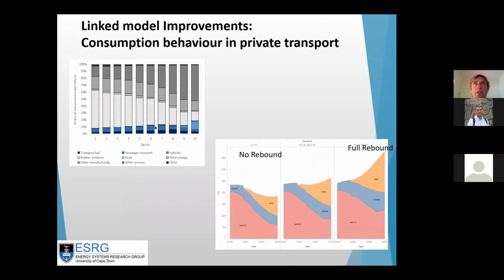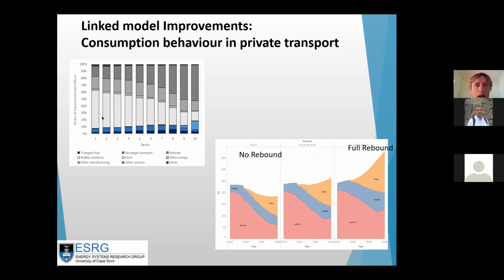Another recent improvement was on the consumption function of the household in the CG model. We have big differences in household income. This is showing, for the 10 income deciles of South Africa in 2012, what the consumption basket was made up of. For the lower income, it's mainly about food, and then in the higher income, it's other services. The energy goods are down here.